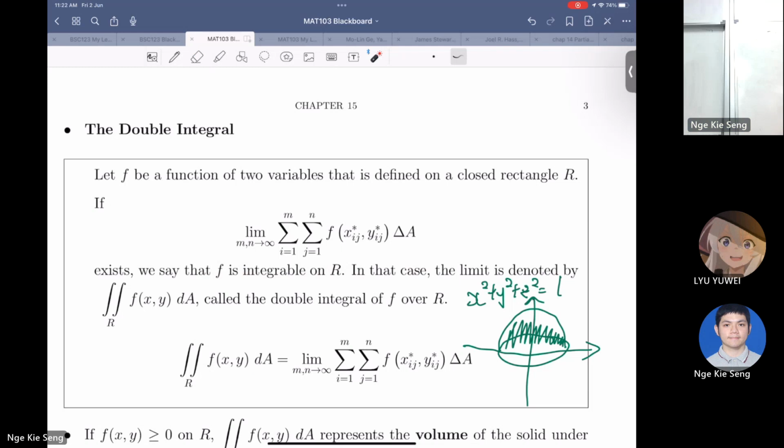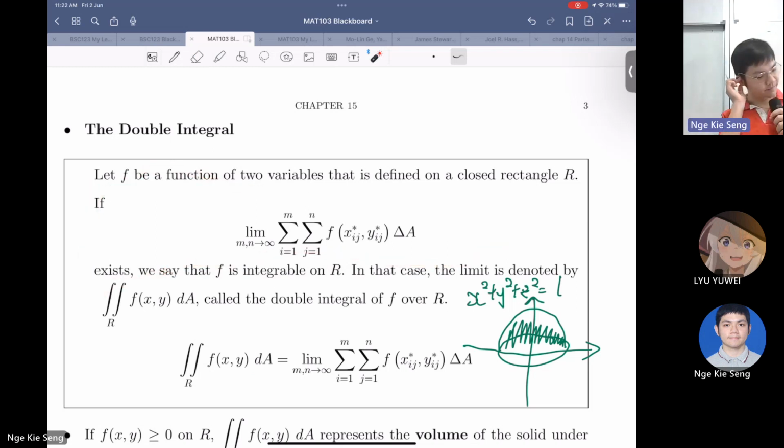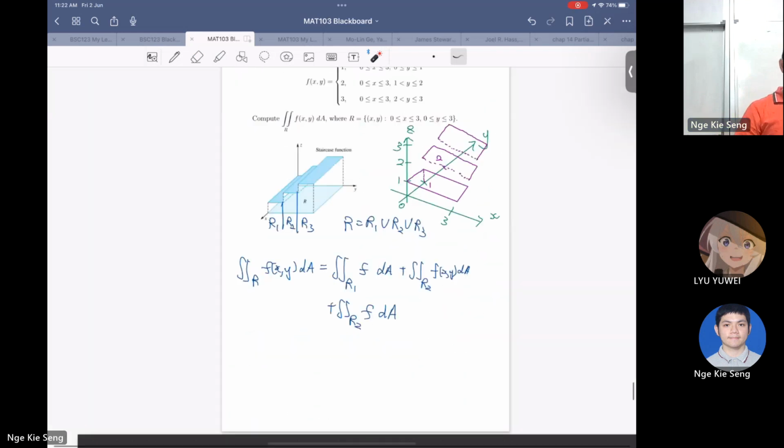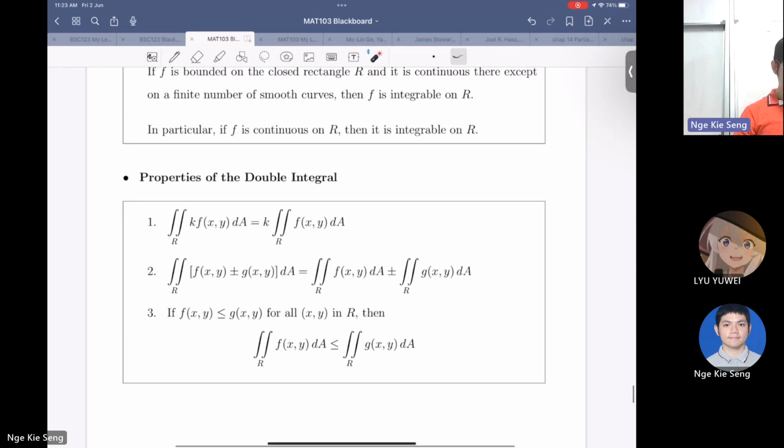Let me check if a limit exists, do we allow infinity here? Okay, we'll come back to that again.